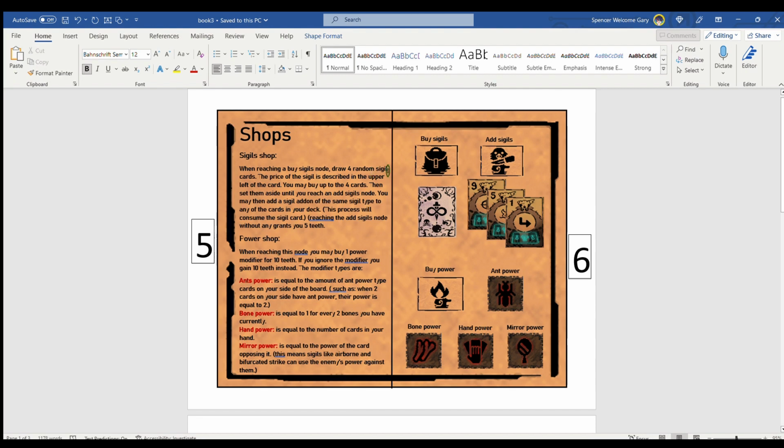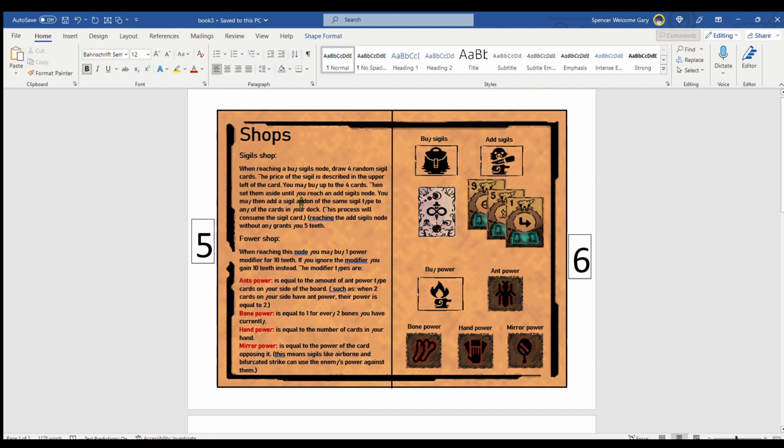You'll draw out 4 random sigil cards. The price of the sigil is described in the upper left of the card. So here's the price of this one. Here's the price of this one. Here's the price of this one. And you can buy up to the 4 cards that are shown.